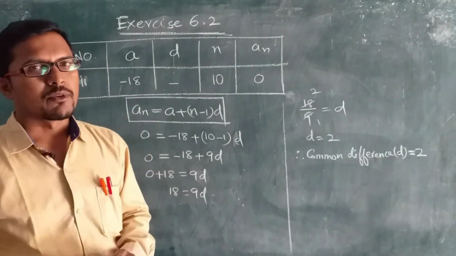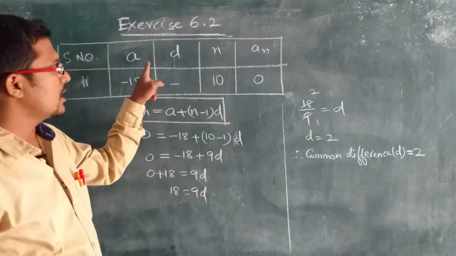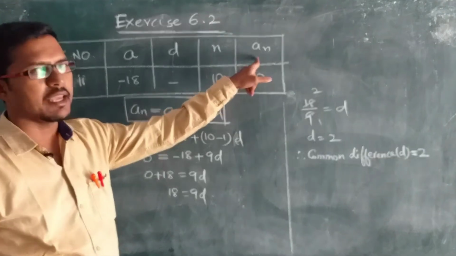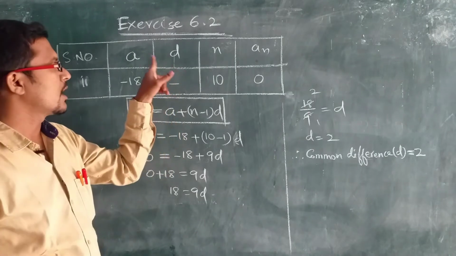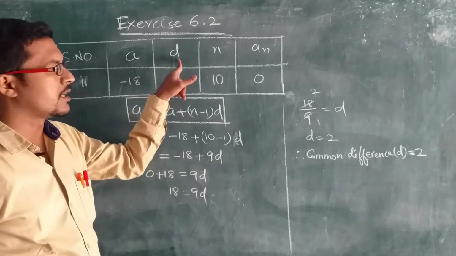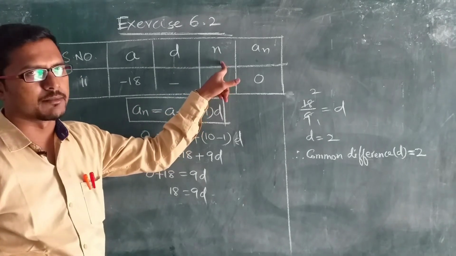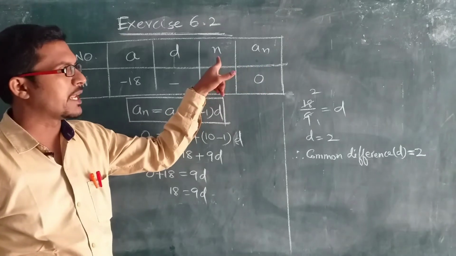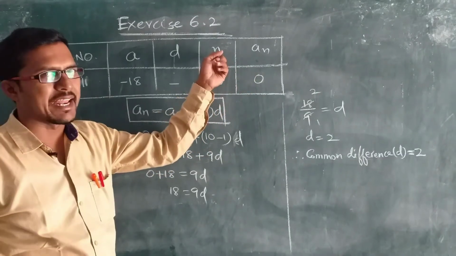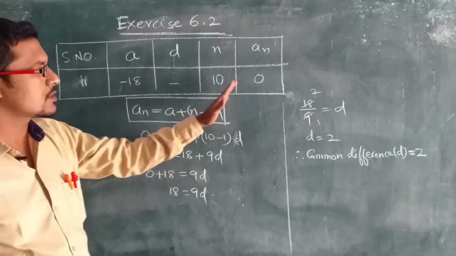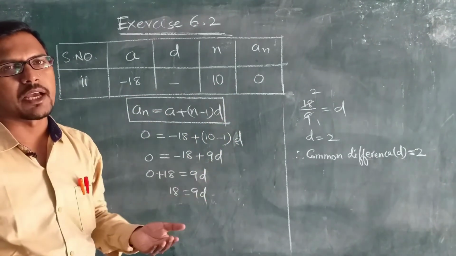In that first bit, one table is given. In that table, 4 terms are given: A, D, N and AN. Okay. So what is A? Already we have discussed these things. A is the first term and D is the common difference. N is the number of terms, and AN is the nth term. Which number are we going to find? That is called N.